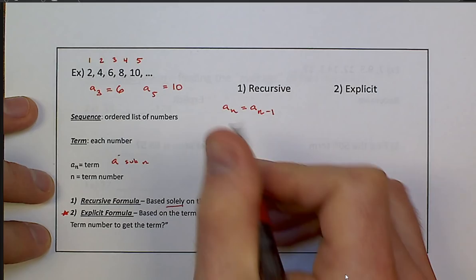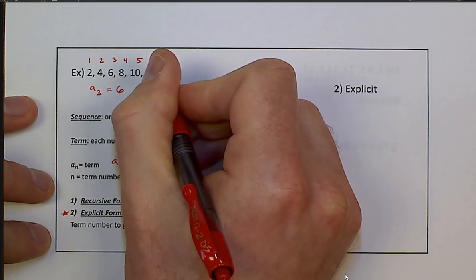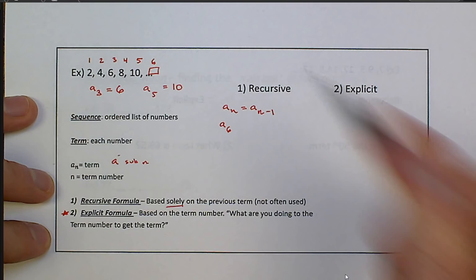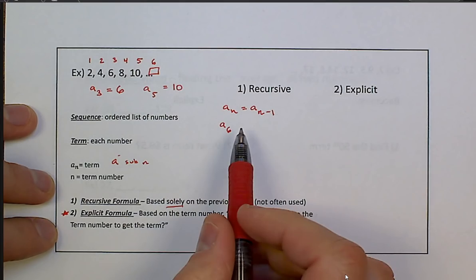So if we want to find a sub 6, this is how it kind of translates, right? I want you to tell me what the sixth term is. Now you already know what it is. It's 12. We're increasing this by 2. But I want you to tell me what the sixth term is, writing a recursive formula.